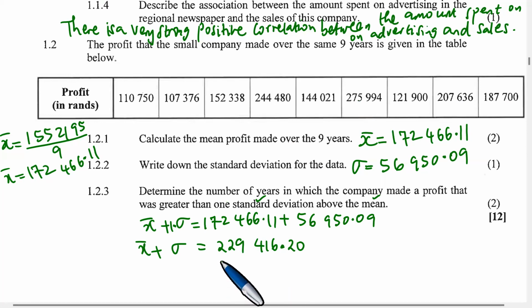275 is bigger than this. So it's the second one. 207 is smaller than this. So it means that the number of years is only this one and that one. It is only 2 years, because it's only this one and that one that are bigger than 229,416.20. So it's 2 years that the company made a profit that was greater than 1 standard deviation above the mean.